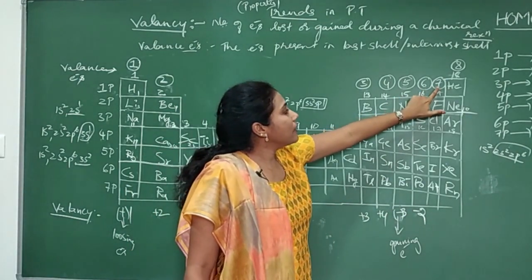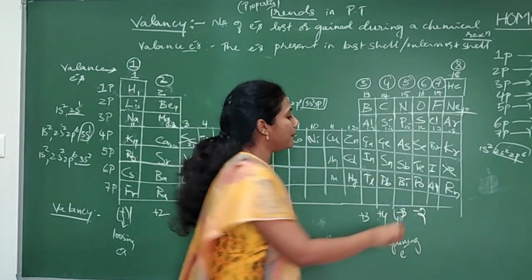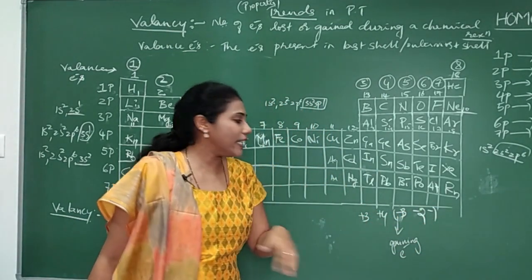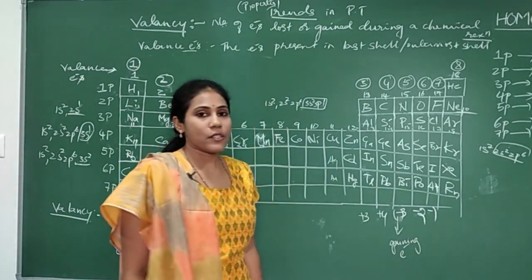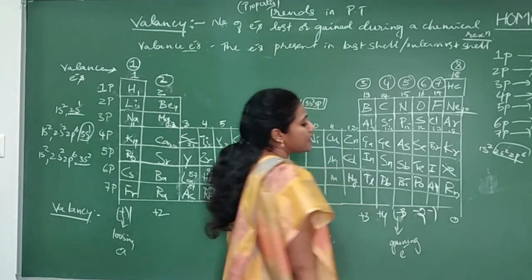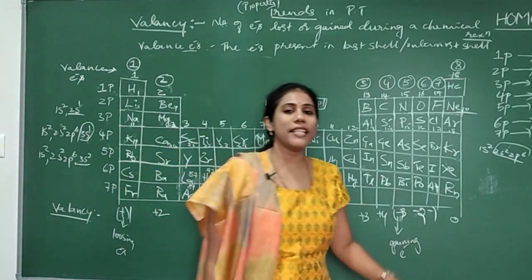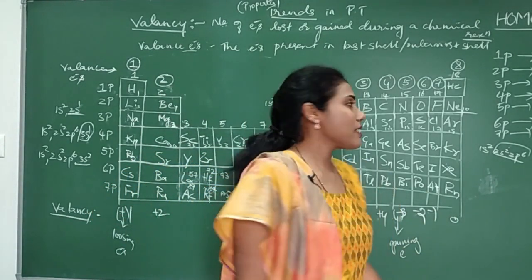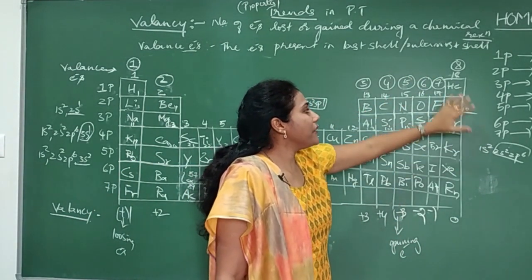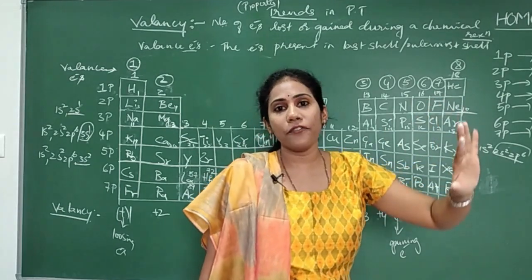And coming to 17th group elements, during a chemical reaction they always gain 1 electron, so valency is minus 1. And what is the valency of noble gases? Noble gases have 0. They don't lose electrons and they don't gain electrons, because all these elements are highly stable. They have a stable electronic configuration.